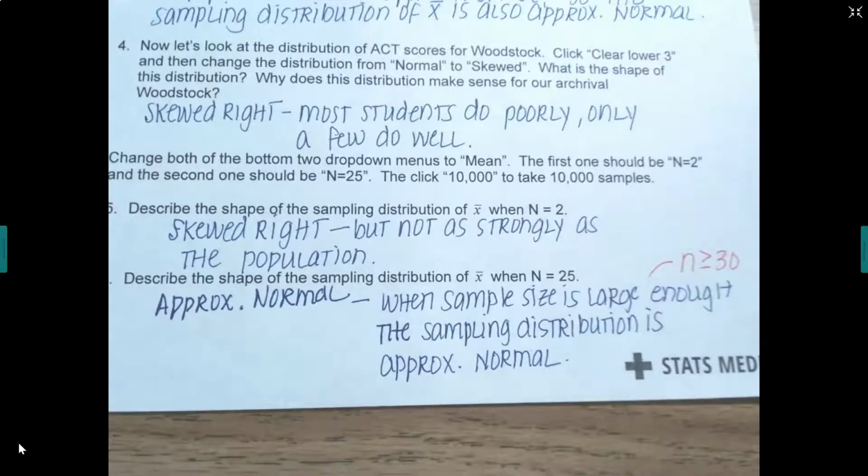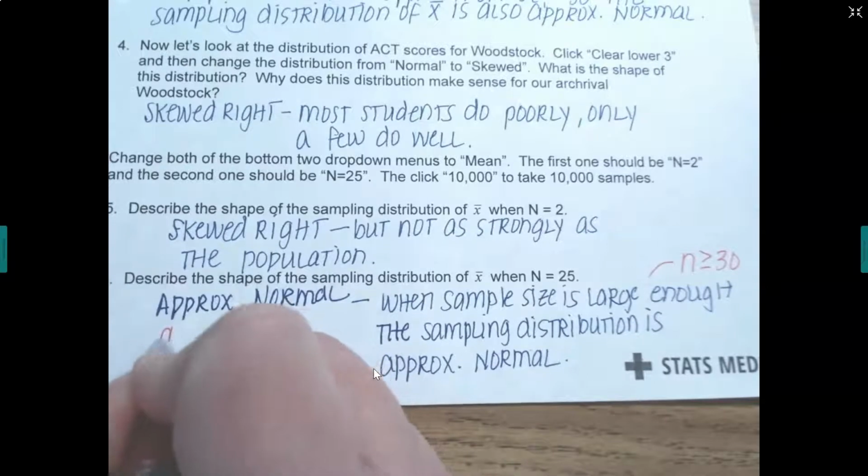Now, this number isn't the magic number. There are some other things that play into it, but we're just always going to compare our sample size, when we're doing the sampling distribution of X bar, to 30. It's kind of like a rule of thumb. And what we call this is the central limit theorem.